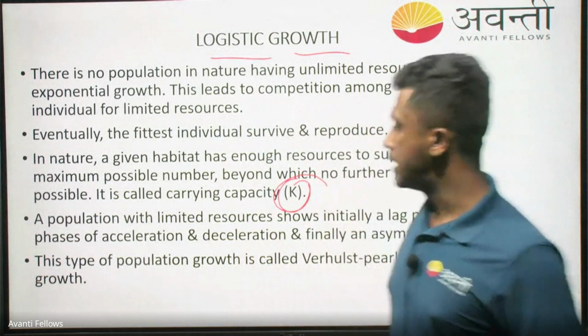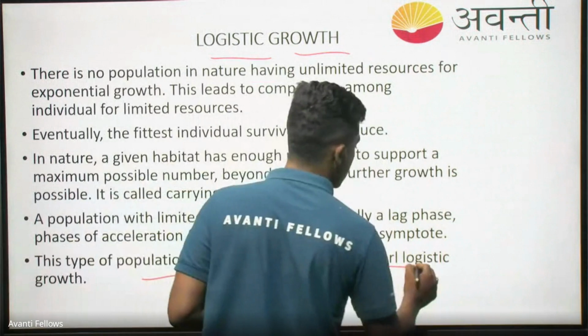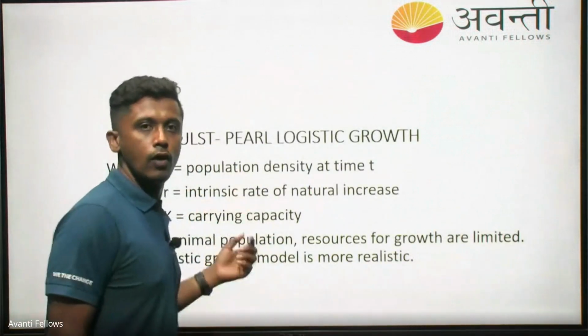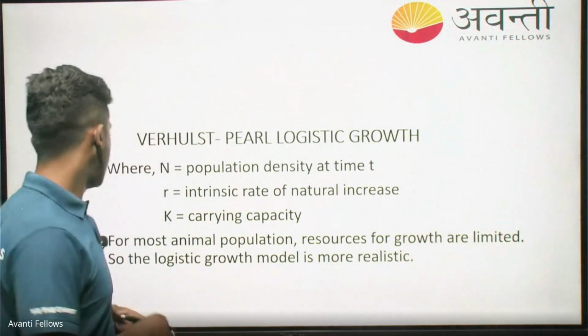Understood? So that is why this type of population growth is also called the Verhulst-Pearl logistic growth curve, and it is a realistic model for how an organism's population increases. Understood?